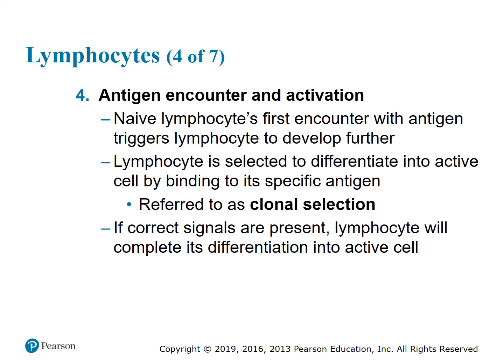4th, antigen encounter and activation. So naive lymphocytes' first encounter with an antigen triggers the lymphocyte to develop further. Lymphocyte is selected to differentiate into active cell by binding to its specific antigen, and this is referred to as clonal selection. If the correct signals are present, the lymphocyte will complete its differentiation into the active cell.